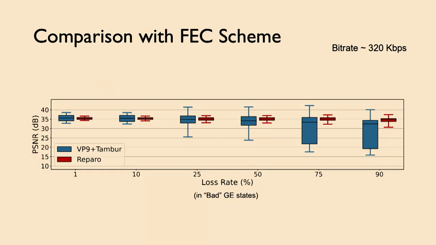I'll just show you one quick result. In comparison to a state-of-the-art FEC scheme, you can see that as you increase the loss rate, Reparo's perceptual quality is very stable. It degrades very slightly, even at very high loss rates. It's able to do this reconstruction, but once you surpass the redundancy level in an FEC scheme, you're out of luck and you're going to have pretty bad reconstruction. So I will stop there.